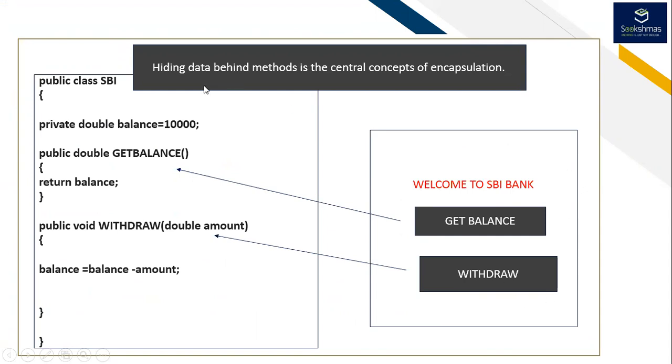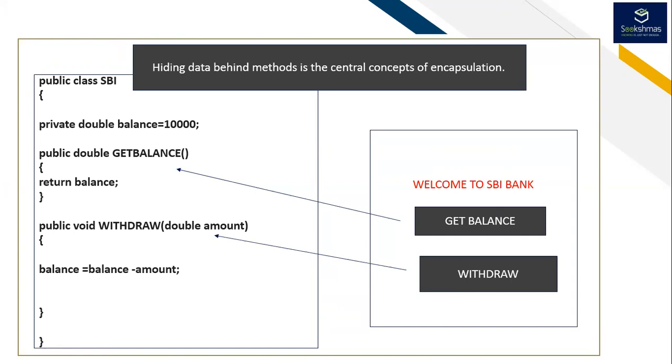So you can say we are hiding the data behind the method, correct? Hiding the details behind the method. The code is not visible to the user. So that is the reason, hiding the data behind the method. This is the central concept of encapsulation. This is what we call data hiding, information hiding.